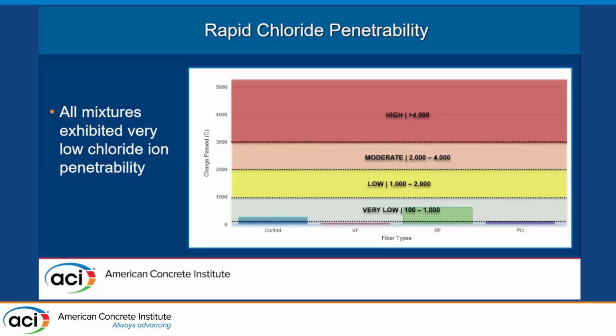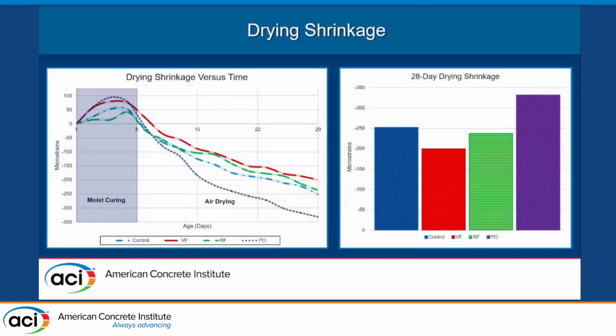And then another thing we look into is drying shrinkage. We moist cure it for 7 days, take the measurements, and then air dry it. Leave it out in just the laboratory, normal temperature, and then we see that virgin fibers do best again. Second, recycled fibers. But the polyfin fibers increase shrinkage.